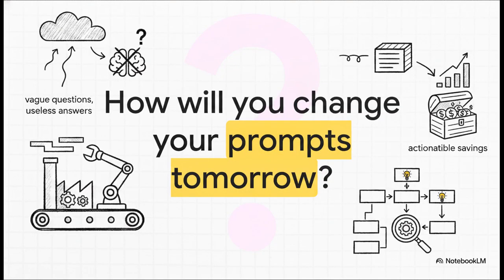So as you head back out to the manufacturing floor after reviewing this explainer, I want to leave you with this to chew on. Are you still feeding your AI vague questions and getting useless answers? Or are you ready to engineer the exact context it needs to uncover real, actionable savings? How are you going to change your prompts tomorrow?